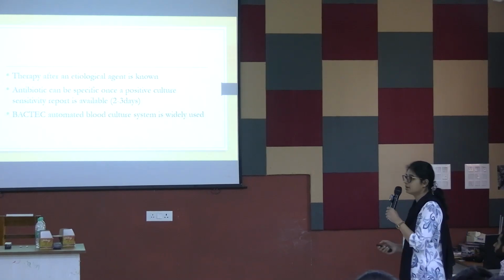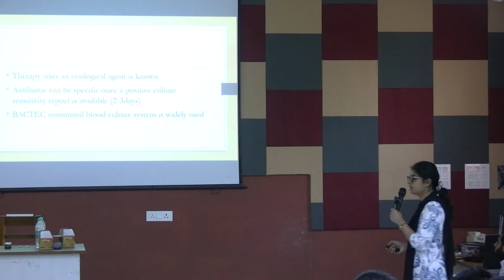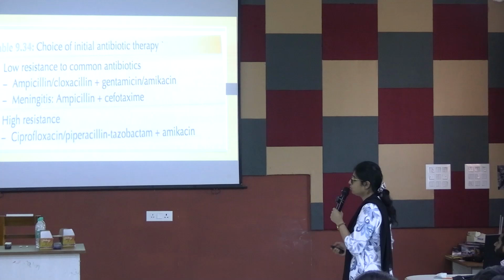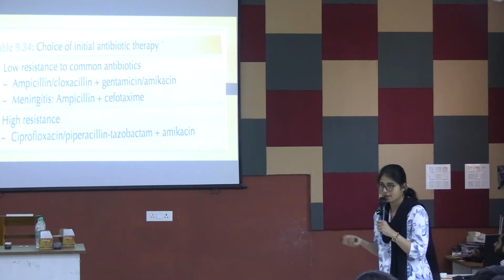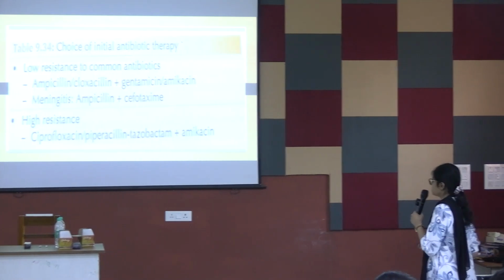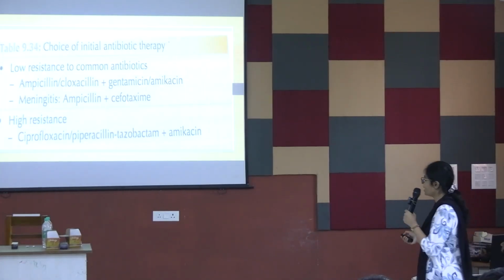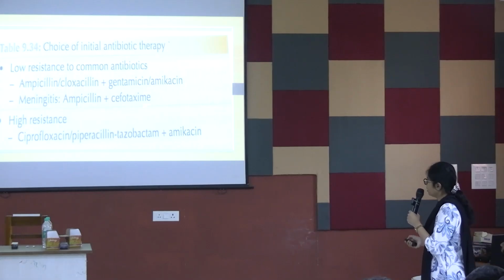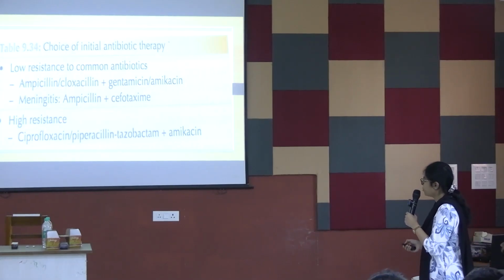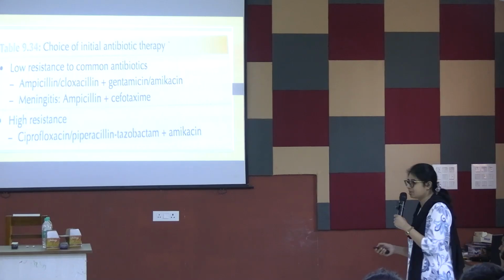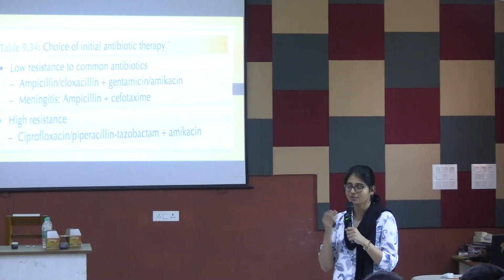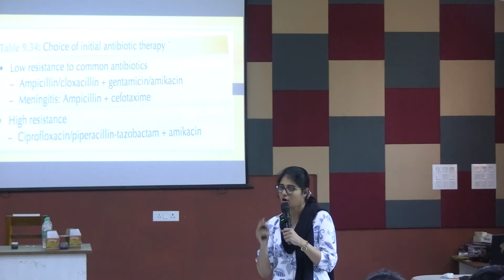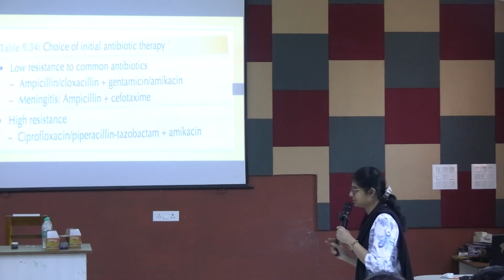What is the blood culture method followed? BacTec method, BacTec automated blood culture system. What is the choice of antibiotic? In our NICU we usually follow cefotaxime, amikacin. So here, ampicillin or cloxacillin plus gentamicin or amikacin, meaning one aminoglycoside along with one broad spectrum ampicillin or cloxacillin. Cefotaxime, ciprofloxacin, or piperacillin tazobactam plus amikacin. We usually don't give ciprofloxacin. If it is asked in the examination, you just write about third generation cephalosporin plus an aminoglycoside, or we can give piperacillin tazobactam plus amikacin or even gentamicin.